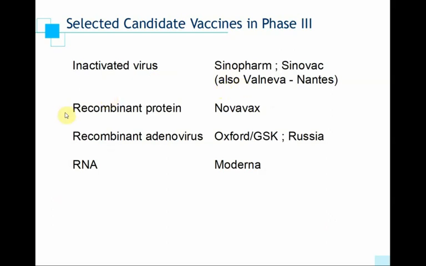So what else have you got? You've got the recombinant protein. The whole point of these vaccines is to generate antibodies against the spike protein. So the recombinant protein idea is, okay, let's forget the virus. Let's just produce the spike protein, and you inject that.